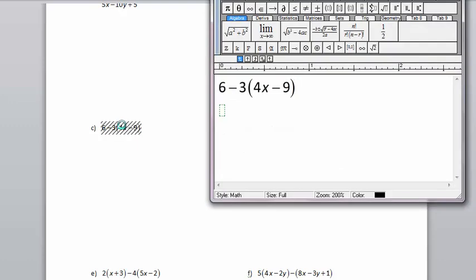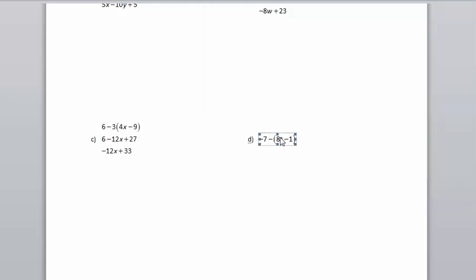Let's keep going with the distributive property here. I start with 6. And then minus 3 times 4x is going to be negative 12x. Negative 3 times positive 9 will be positive 27. Combine my like terms. My like terms are going to be 6 and 27. There is no term like the 12x. We're going to put that one first because it has the x in it. So negative 12x plus 33.